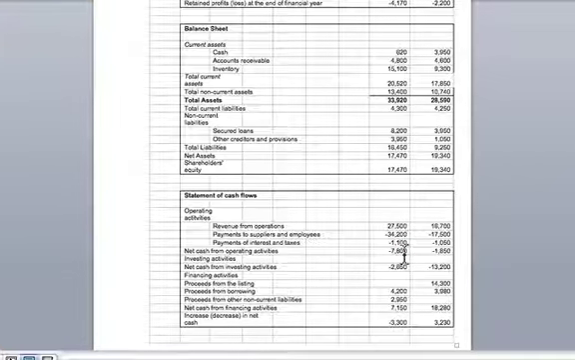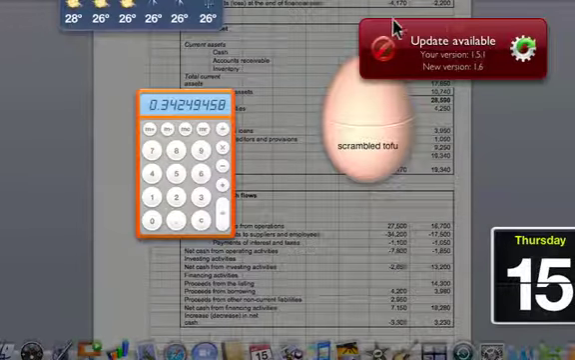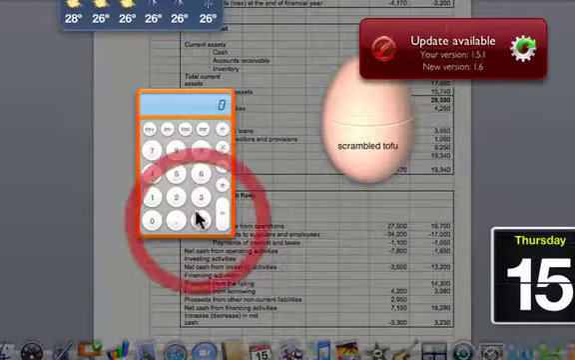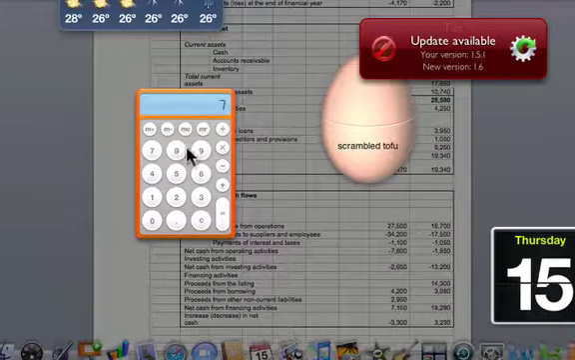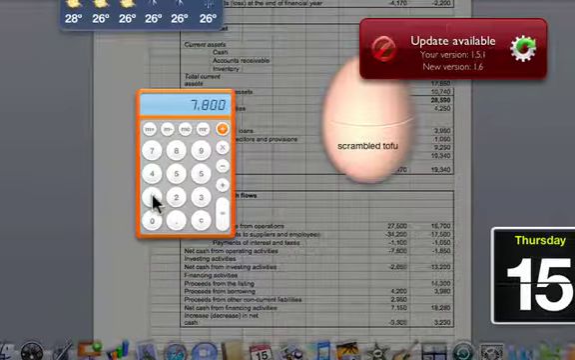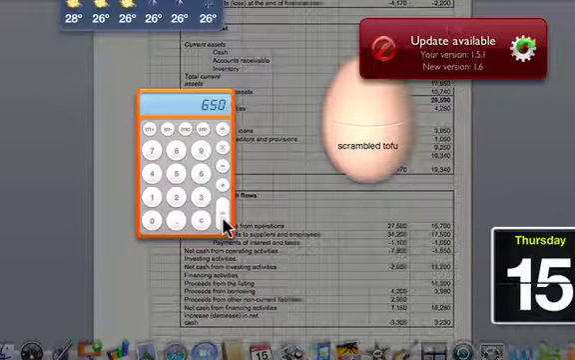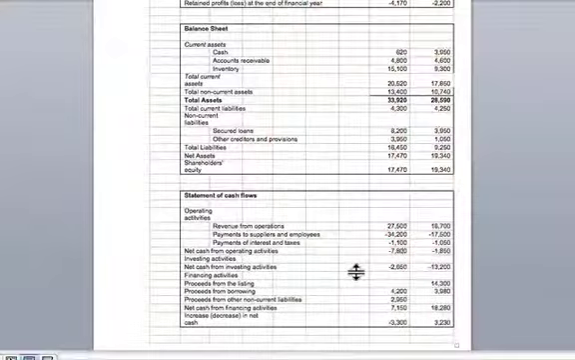Look, we've got negative 7,800. So what we could do is go to our calculator and look at 7,800, right? That's how much we're losing a year from our operations. And if we divide that by 12 months in the year, it says we're burning 650 cash each month from our operations.